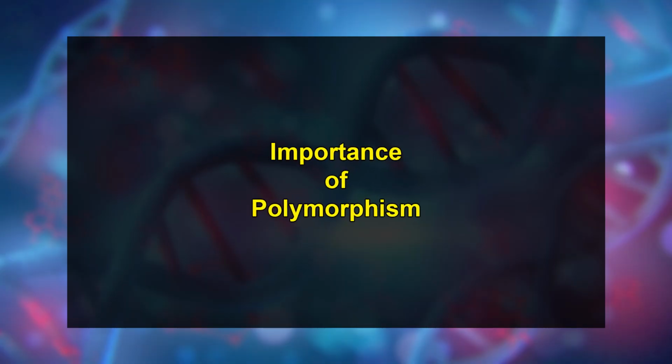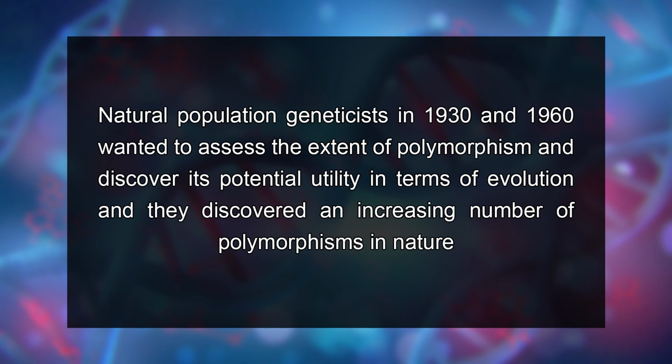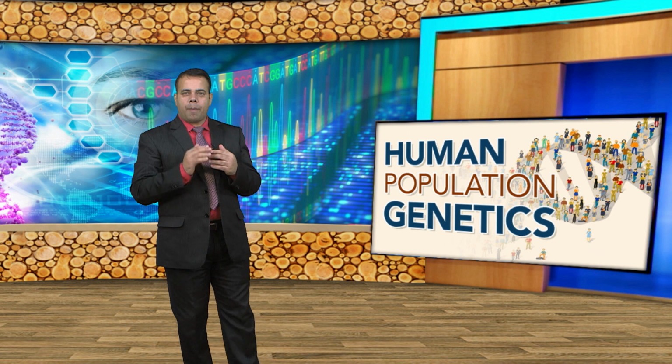Now, the importance of polymorphism. Natural population geneticists in the 1930s and 1960s wanted to assess the extent of polymorphism and discover its potential utility in terms of evolution, and they discovered an increasing number of polymorphisms in nature. Debates opposed researchers who considered that genetic diversity conferred an advantage in itself and that selection maintained it at high levels, to researchers who considered that selection led to a phenotype in a finite size population.